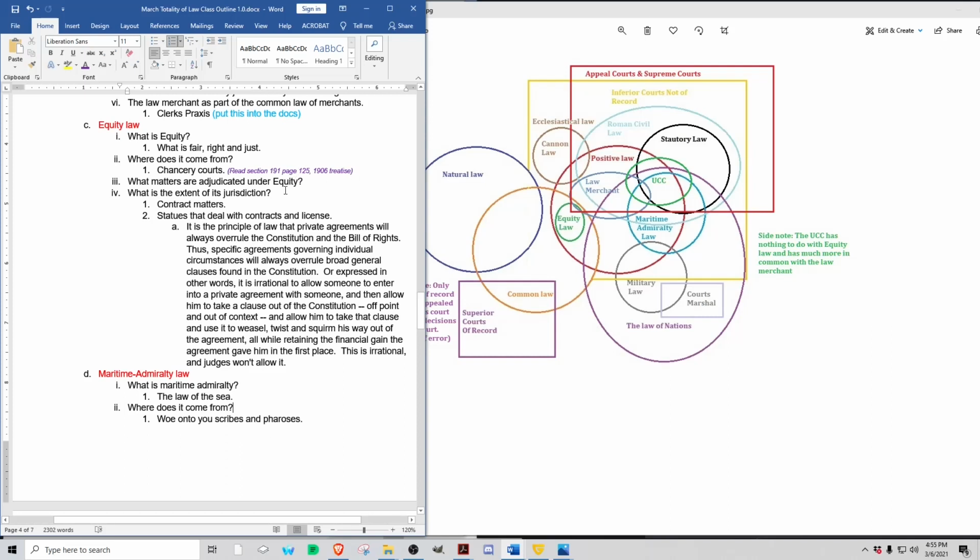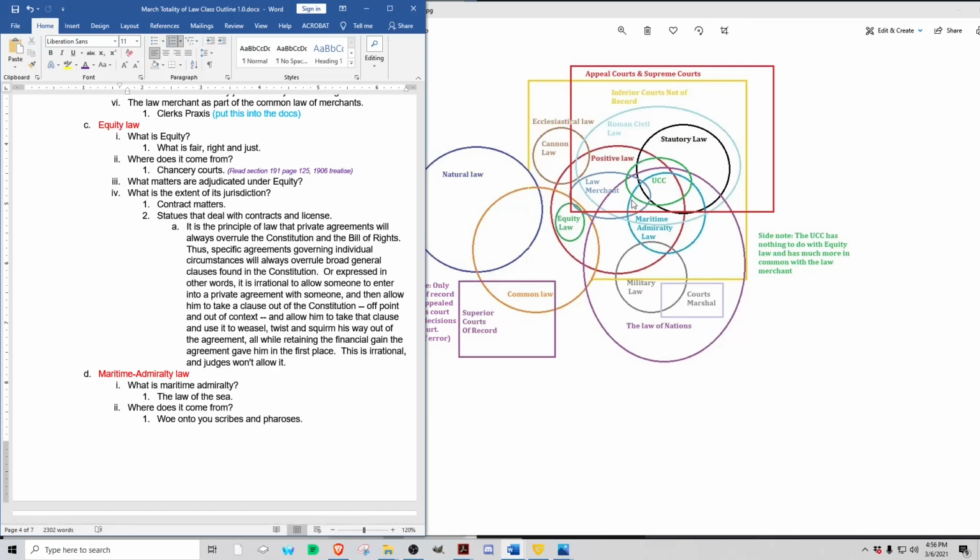What matters are adjudicated in equity? We have contract matters, statutes that deal with contracts and licenses, and it is the principle of law that private agreements will always overrule the Constitution and Bill of Rights. Now, some people have said to me, well, that's crazy, you can't overwrite the Constitution. Well, it's written in the Constitution, in case you haven't read it. It specifically says that there shall be no law passed abrogating the right of contract. And guess what? That same phrase is in every single state constitution. You wonder why? So that they could come back and do this.